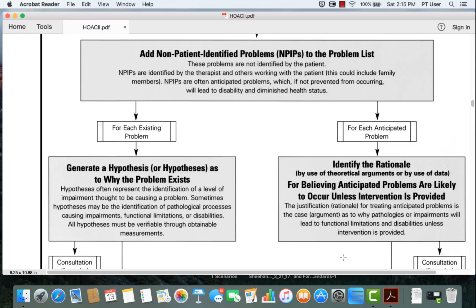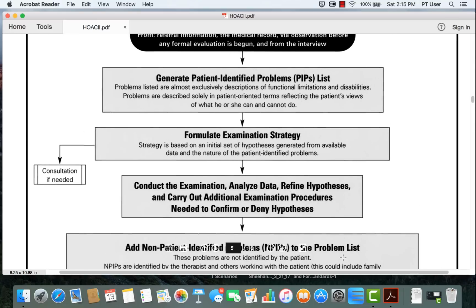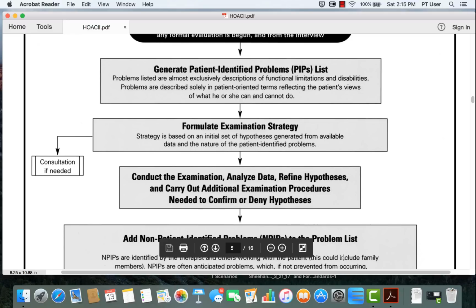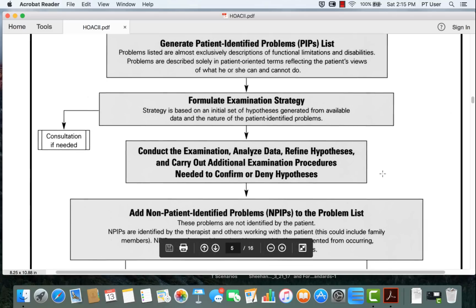Let's take our individual who can't walk. So if we go back up, this patient comes in, you ask them, well, what are you having problems with? Tell me why you're here. What can't you do? Well, I'm really having difficulty walking. Okay, tell me more about that. And begin to describe it. You start to formulate your examination strategy off of that. Begin to conduct an examination.